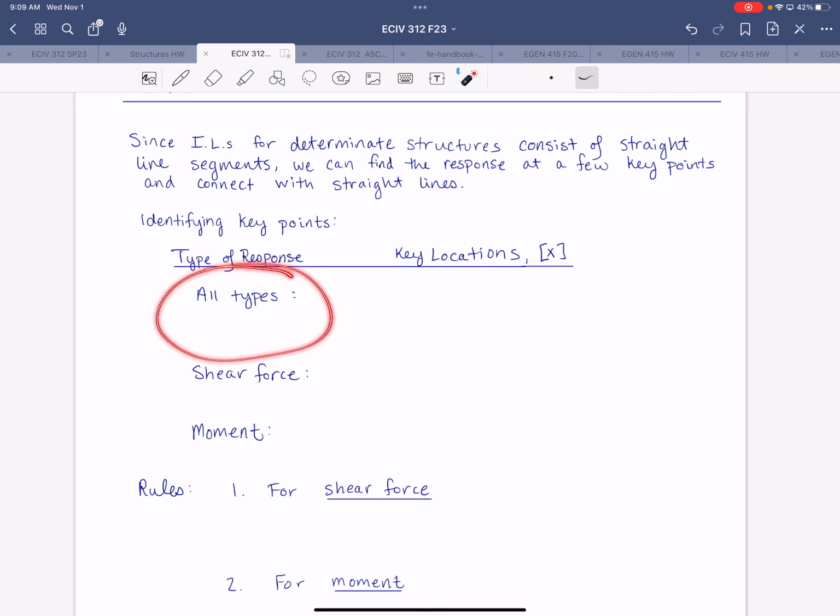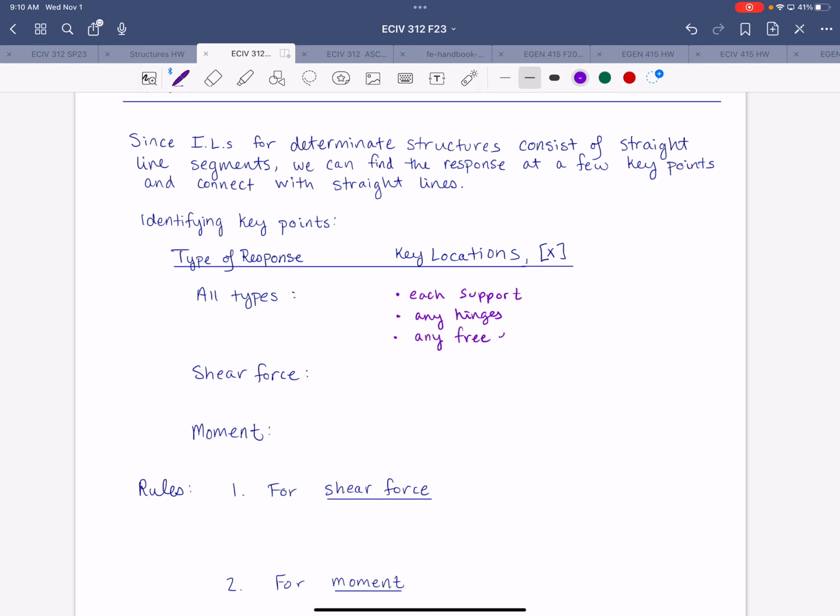for any type of response, the key location, which is the location where you place a unit load, that's this value X in the brackets, would include each support, all right, any hinges, if there are hinges present, any free ends, if there are free ends, and again, these 3 characteristics identify a key location for any type of response.